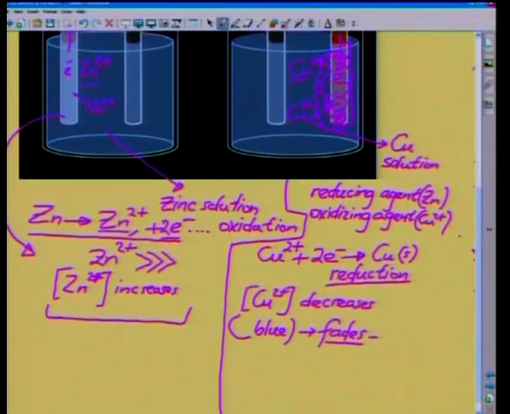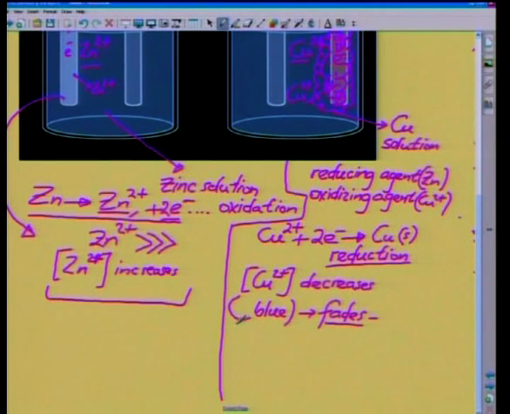Let's write that down again as well. So we see the copper electrode increasing in mass, because more and more copper is formed and deposited around it. The copper electrode increases in mass, because the copper is deposited around the copper electrode there.